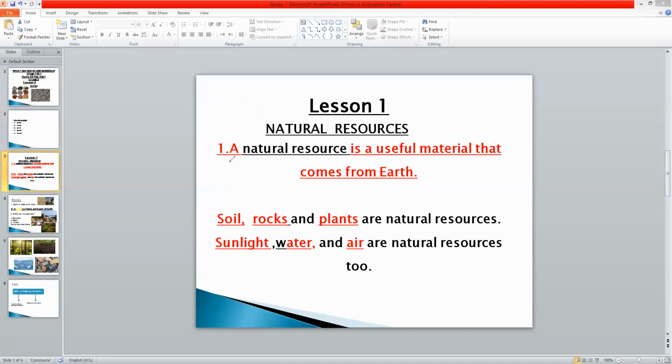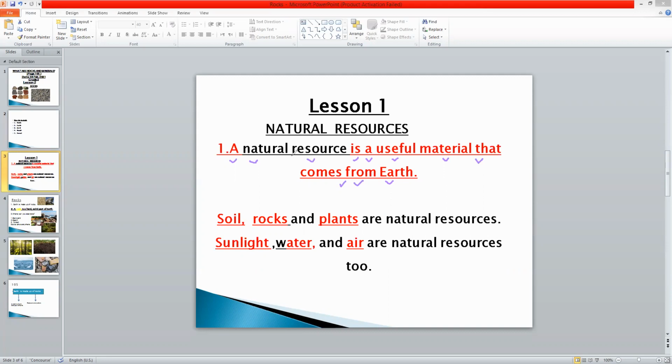What is a natural resource? A natural resource is a useful material that comes from earth.